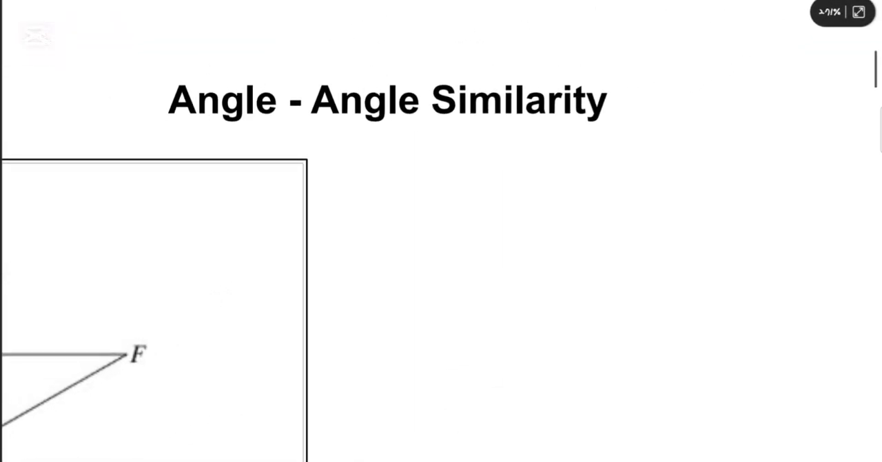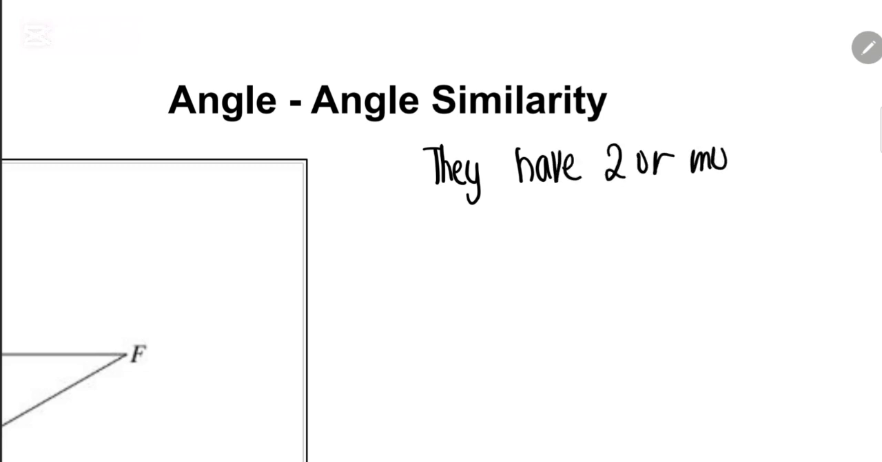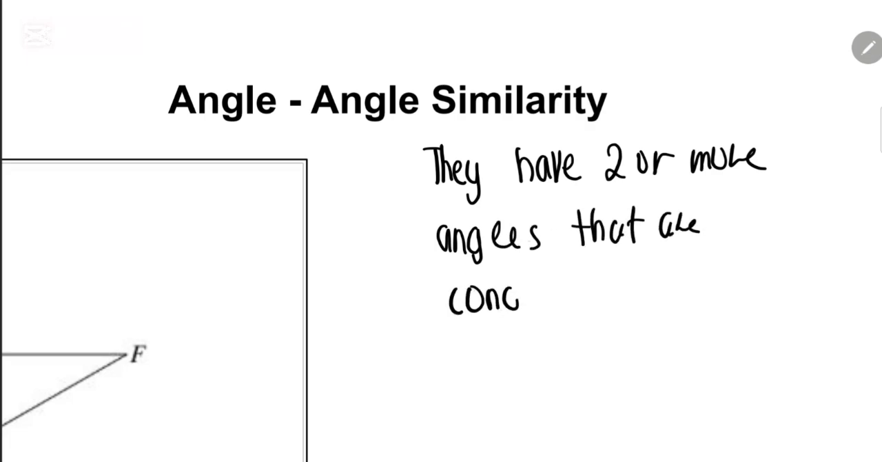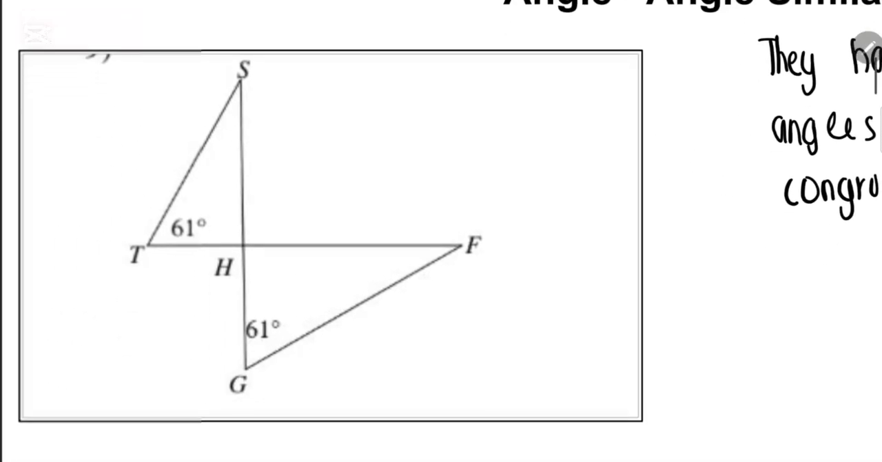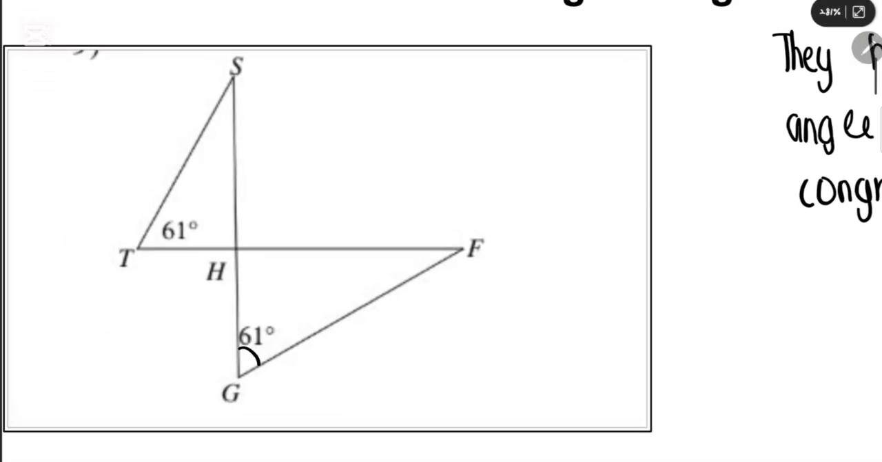Angle-angle similarity basically means that they have two or more angles that are congruent, right? Okay, so in this example, they give you 61, it's congruent.